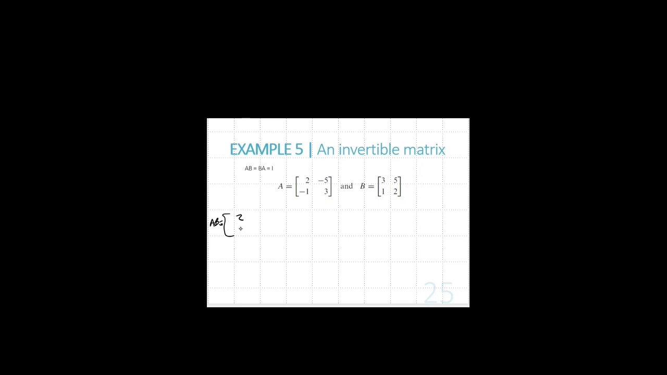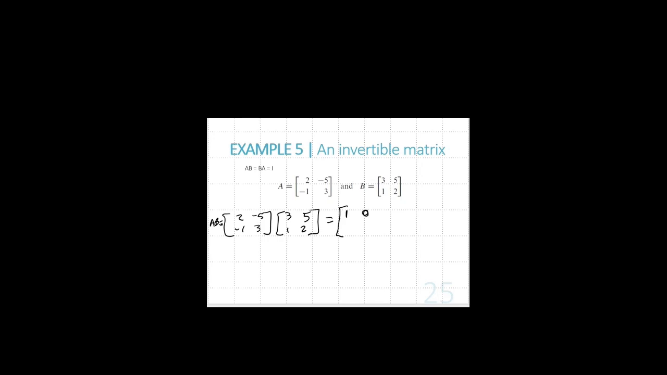And we've got 2, -1, -5, 3. And then we've got our B here. We got 3, 1, 5, 2. So all that jazz. What do we got? We got 6 minus 5. That's going to be 1, right? So 2 times 3 plus -5 times 1. That's going to be 6 minus 5. Then we've got 2 times 5. That's 10 plus -5 times 2. Well, that's going to be 0 because that's 10 minus 10.